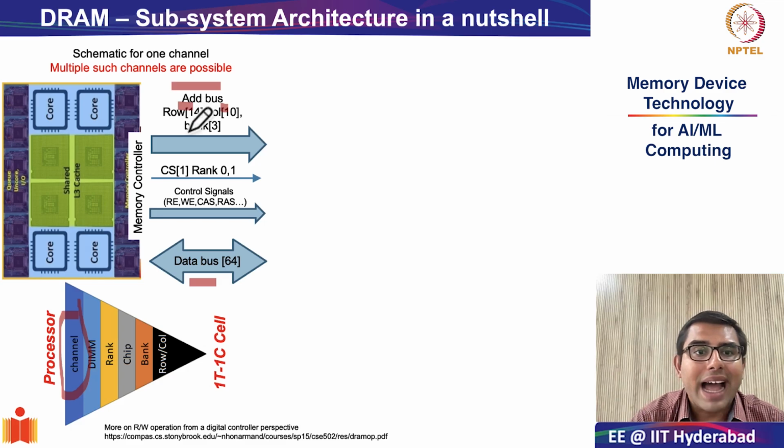So the bank address, which is a 3-bit address, is also an important part of your address bus. Why is the bank address 3 bits? It is very simple. This is because each chip, as we have seen last time, consists of 8 banks. So 2 to the power of 3 is equal to 8, and the bank address must consist of 3 bits. Here we have around 14 bits dedicated to row, 10 bits to the column, and the bank address consists of 3 bits. So this is one very important aspect.